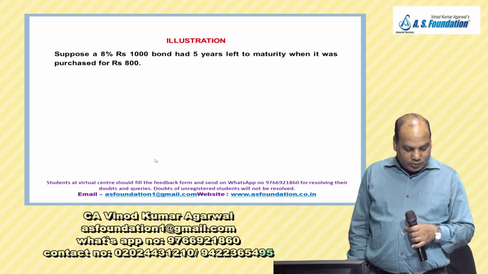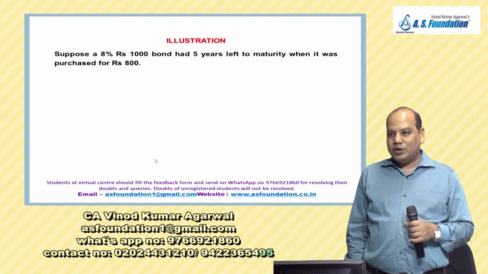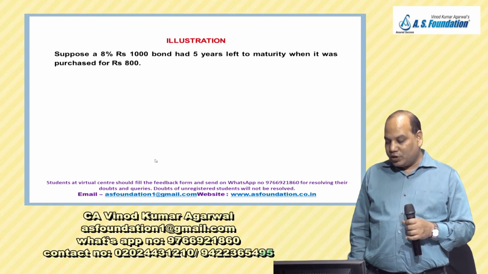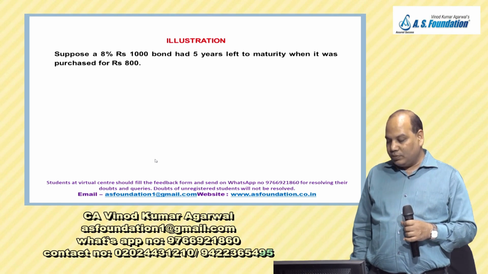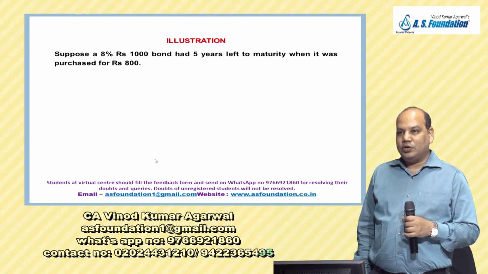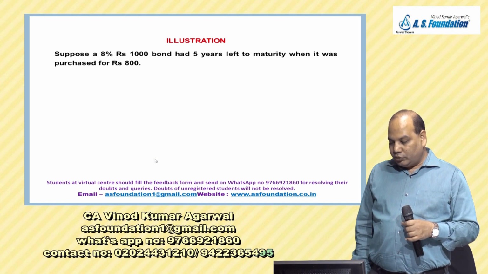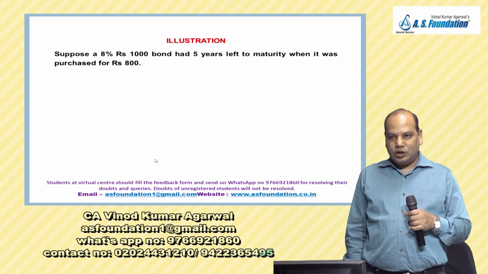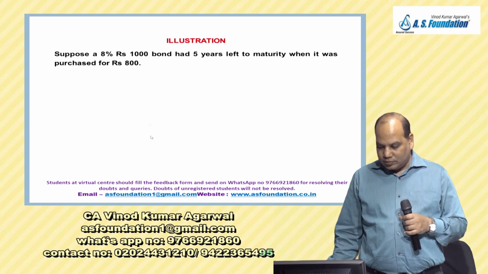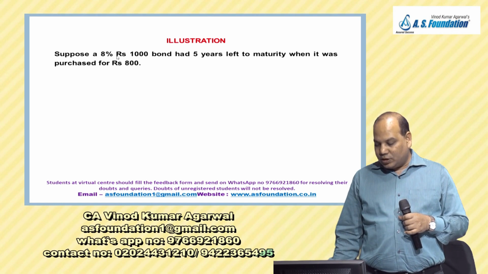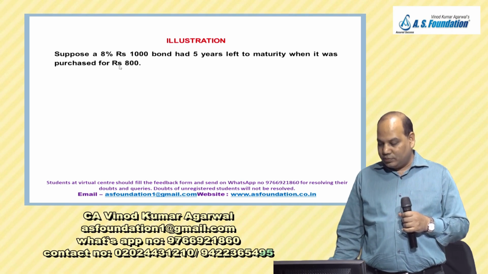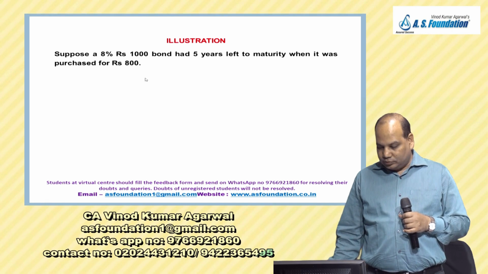which is printed in the book only. Even solution is printed, so you don't have to write. Suppose an 8% rupees 1000 bond had 5 years left to maturity when it was purchased for rupees 800. When it was purchased for rupees 800. What is 8% here? Coupon rate. What is 1000 rupees here? Face value. What is 5 year maturity? And what is 800? The market price.